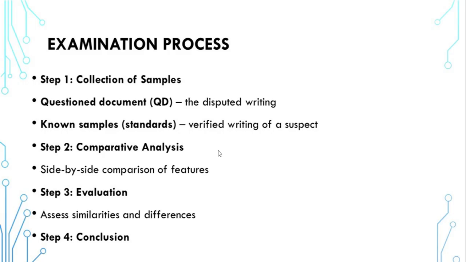You said each feature is unique to an individual writer. So if the features of writing A are the same as those of writing B, we know that they are from the same source. But if there are differences, then we can know that they are not from the same source. So now after the comparison, we do the evaluation. That is, we try to assess the similarities and differences, then we write our conclusion.